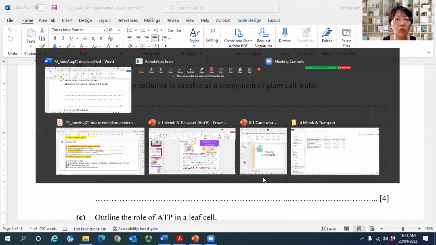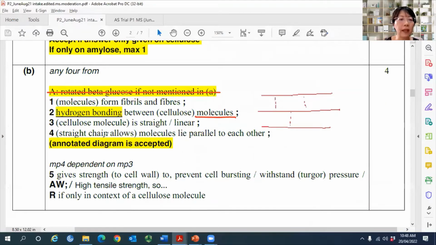Usually the first marking point the student gives me is high tensile strength, or any other words with the correct meaning. So cellulose has high tensile strength. Of course, we must start with number 1. Cellulose molecules are all straight or linear. Because it is straight and linear, it can be arranged parallel to each other.